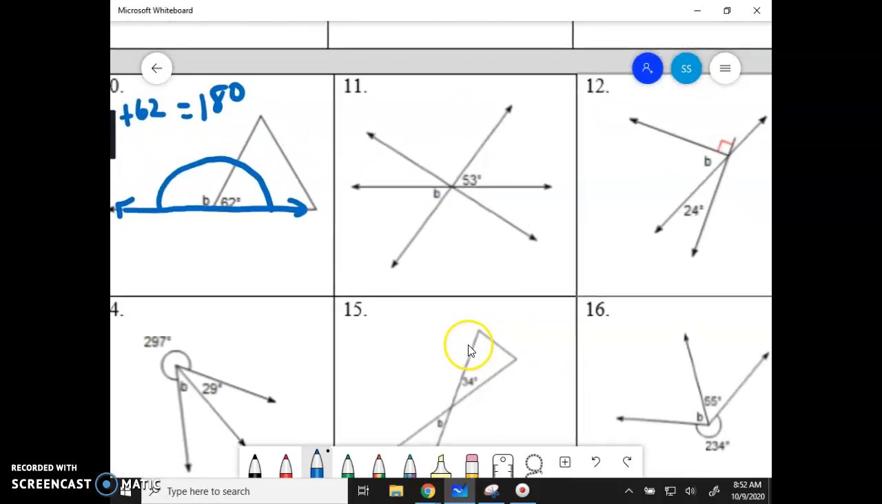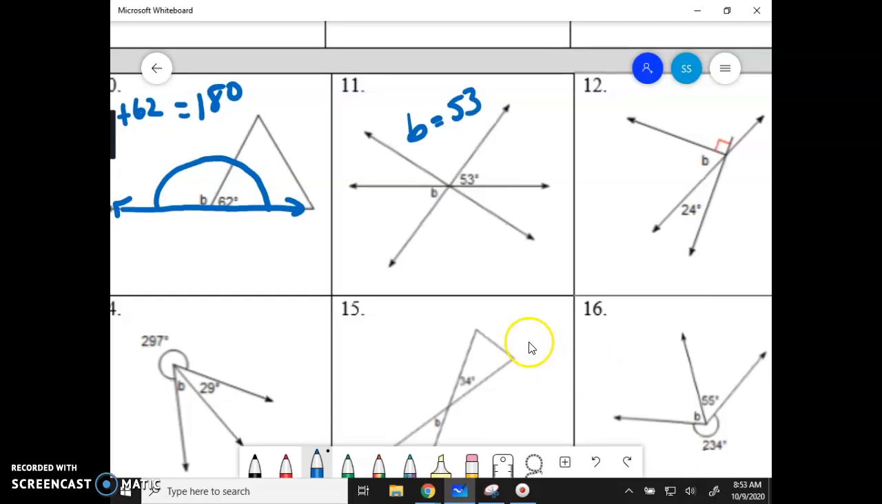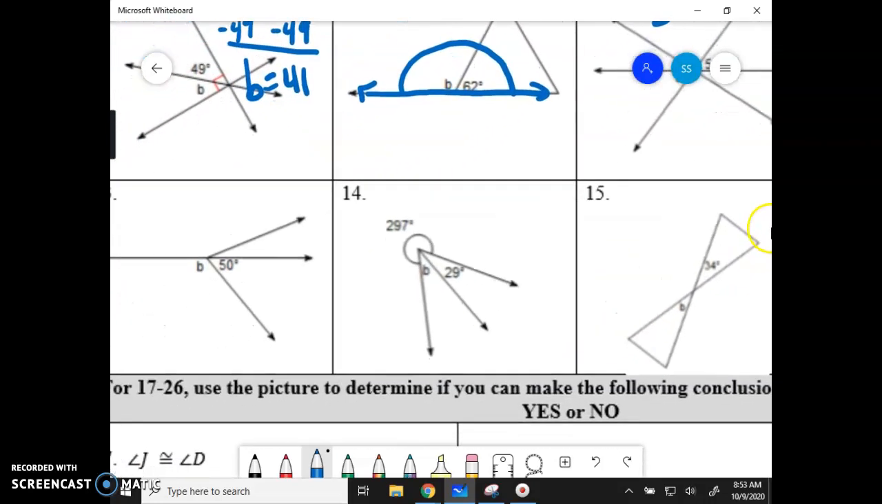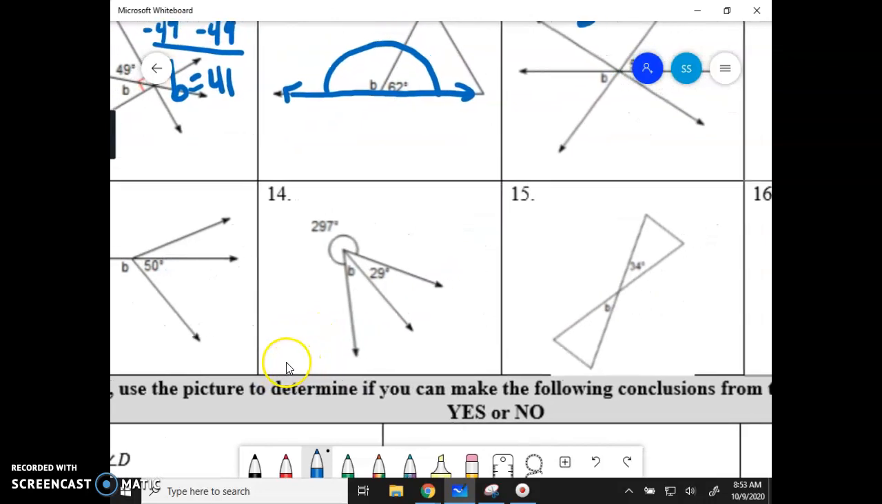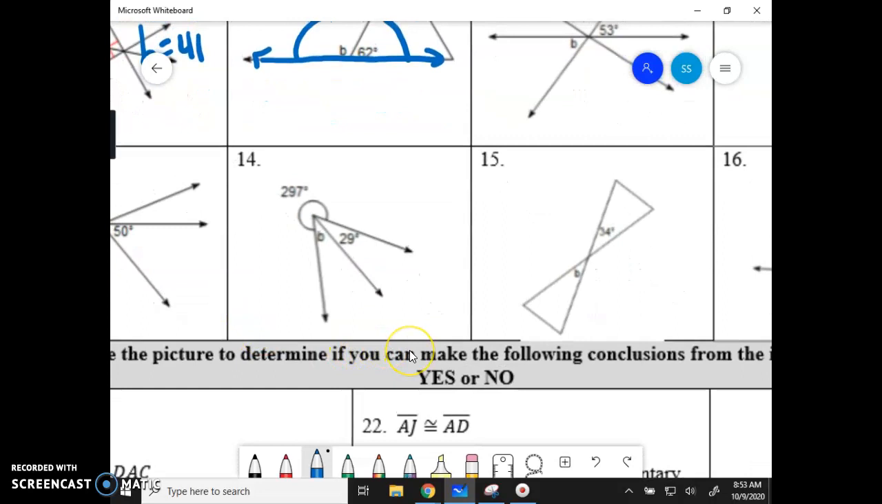All right, some of these are pretty easy. You don't really have to do any math. If you recognize that these two angles here are vertical angles, well, we know that vertical angles are congruent, so B equals 53. All right, number 12 looks a lot like number 9. 13 looks similar to 10. 14, we'll try one of these.